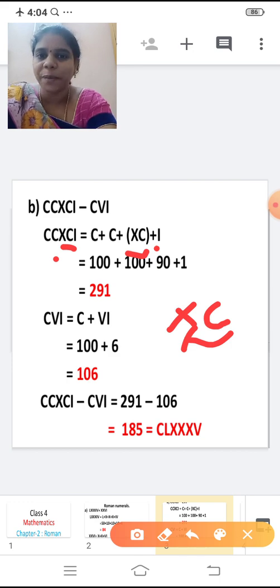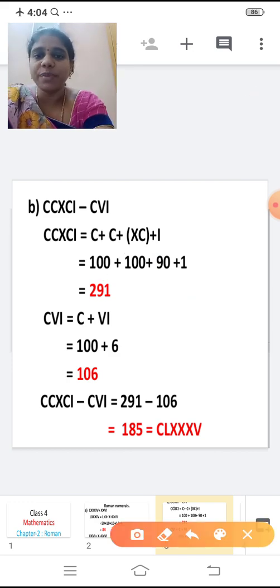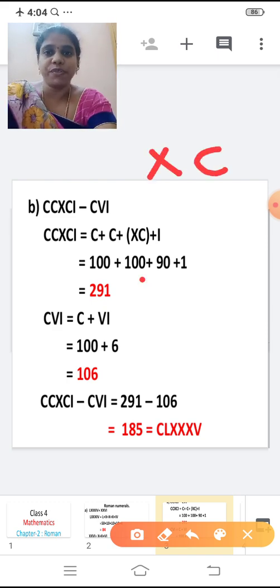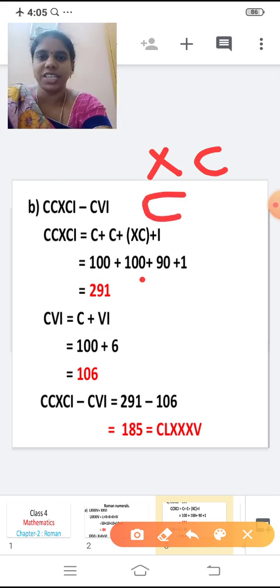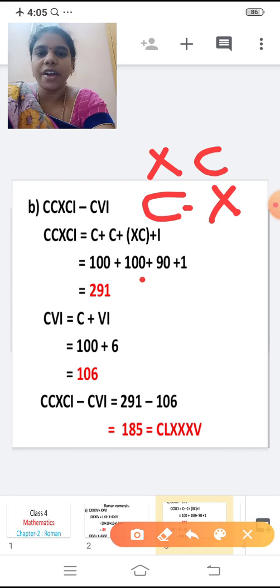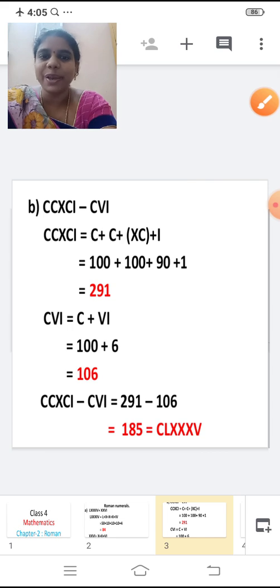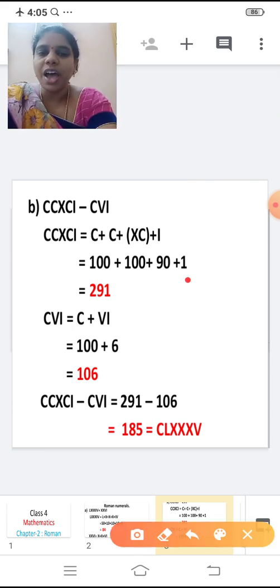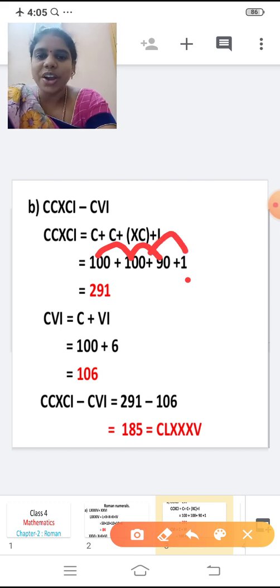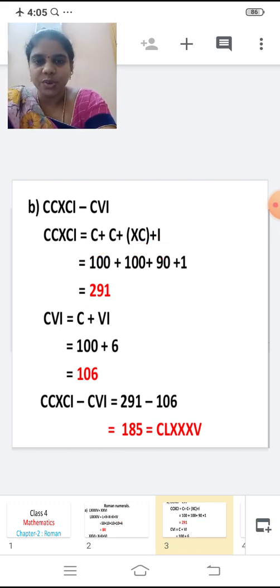What is the value for C now? 100. Again one more C, 100. What is the value of XC? The smaller one is placed before the larger one, so you subtract the smaller one X from the larger one C. The value of C is 100, minus 10. What is the value of 100 minus 10? Yes, 90. So write it down here: 90 plus, what is the value of I? 1. Now add all together: 100 plus 100, 200. 200 plus 90, 290, plus 1, 291. Now shall we move on to the next one?